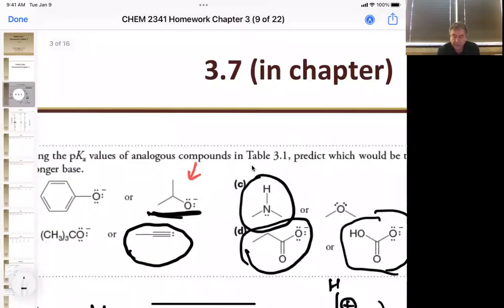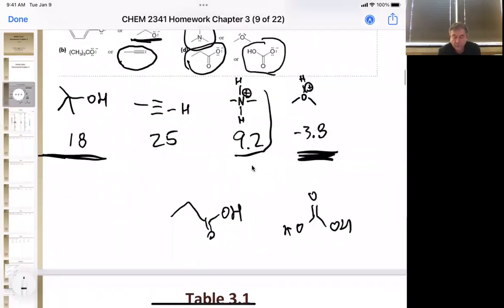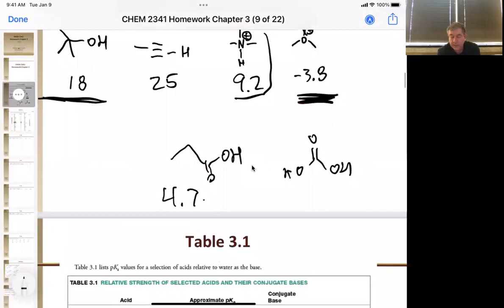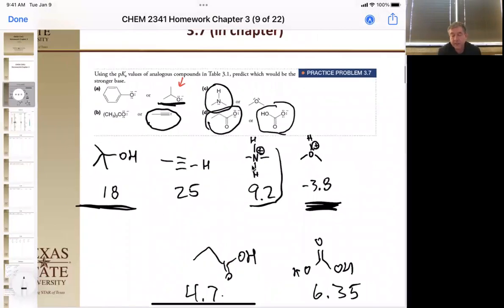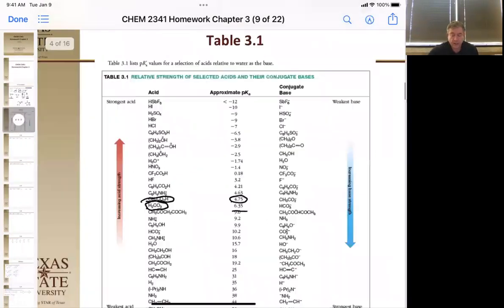So let's go back to here. We have 4.75 and 6.35. Which one is the stronger acid? Acetic acid. So that means that the ion of the carbonate is going to be the stronger base. Okay. Now, let's move on to the next question.